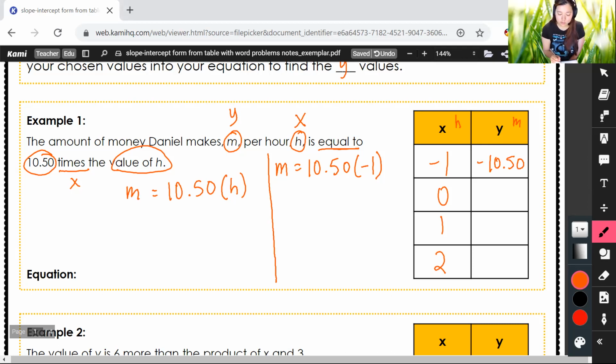And do this again for the next point. M equals 10.50 times 0. Well, anything times 0 is 0. And we know that 0, 0 is going to be a point because this is a proportional graph. It has to go through the origin, right? So we kind of knew that this would happen. Next one, m equals 10.50 times 1.